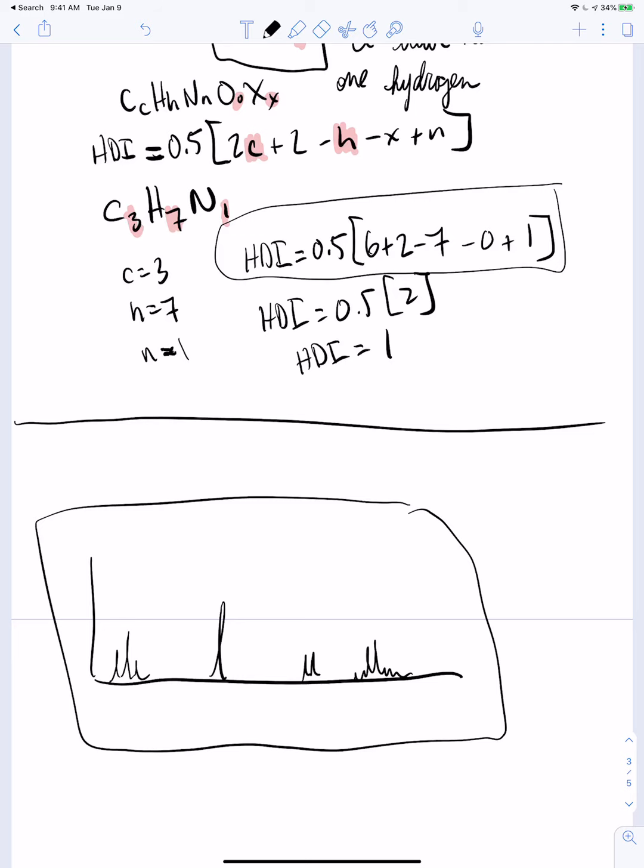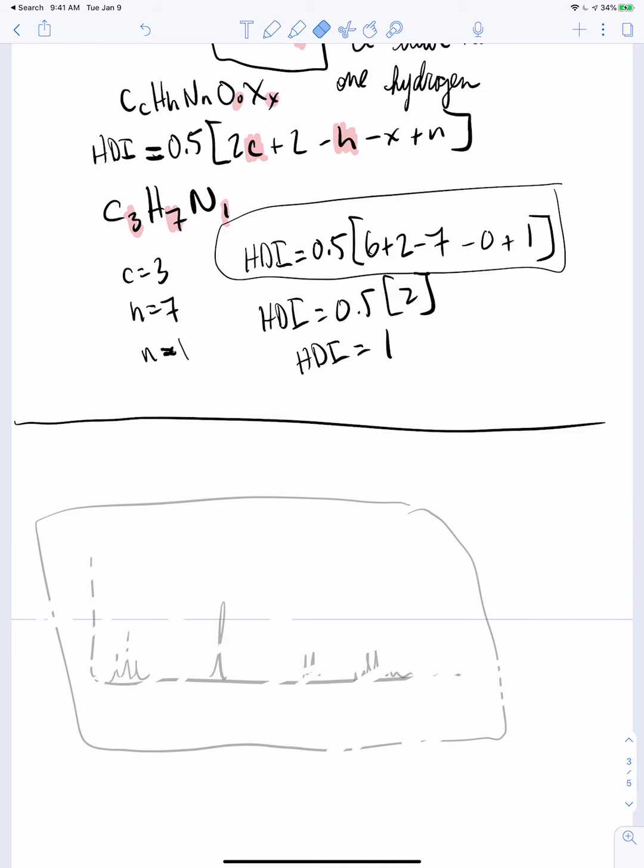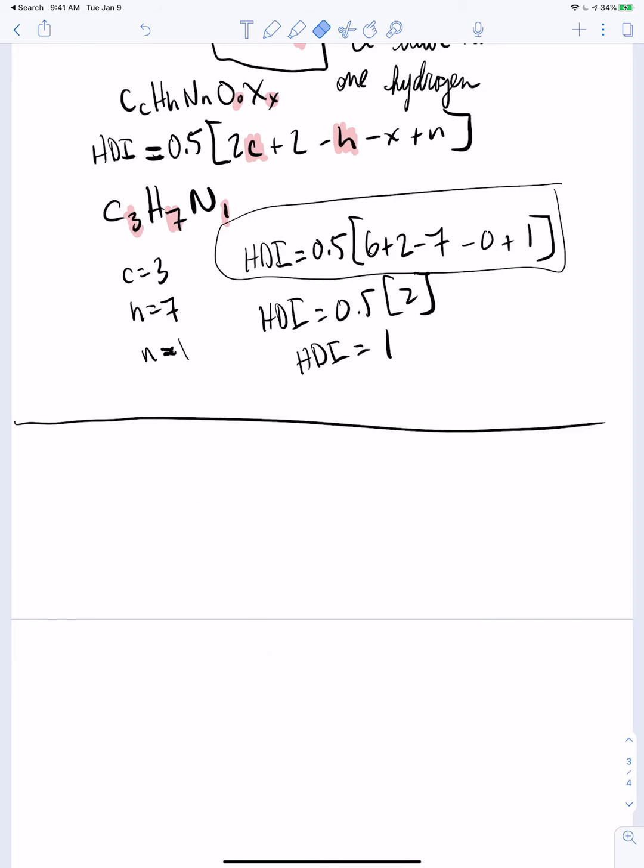Anyway, that's how you use HDIs practically, and we'll see that maybe in one of the example problems that we work for you, at least for the practice for the quiz. So, okay.